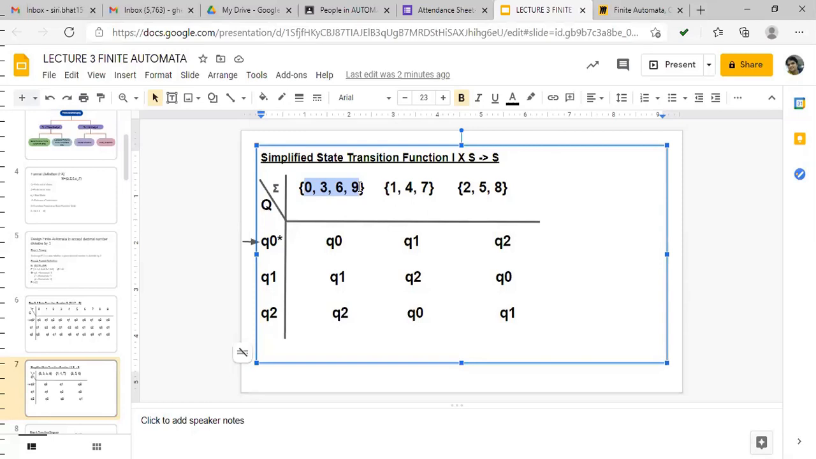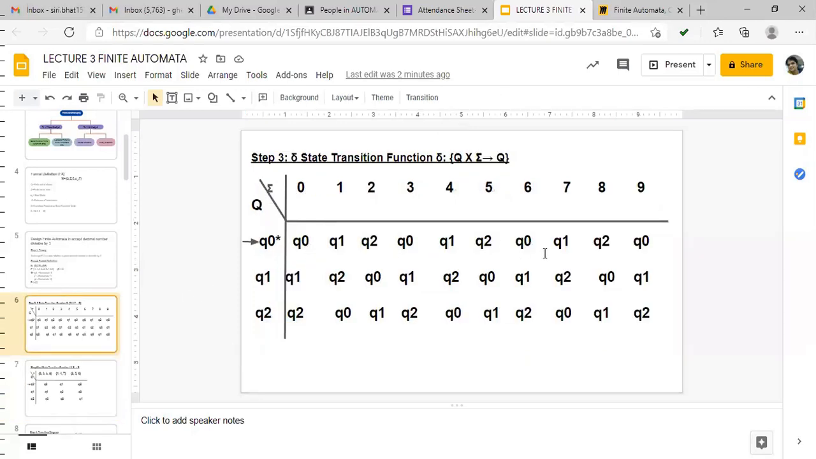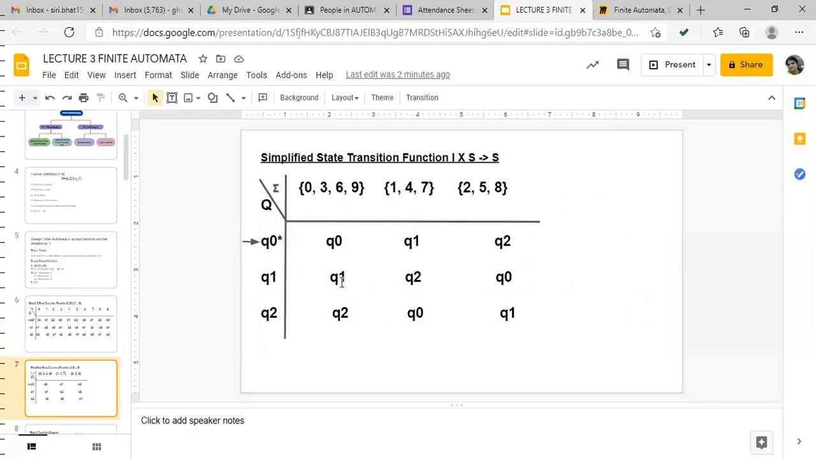0, 3, 6, 9 when divided by 3 give you remainder 0. 1, 4, 7 when divided by 3 give you remainder 1. 2, 5, 8 when divided by 3 give you remainder 2. So we can combine them together and write them with a single state, because they are all the same. 0, 3, 6, and 9 are the same: Q0, Q1, Q2, so that we have written here. And 1, 4, 7 are the same.